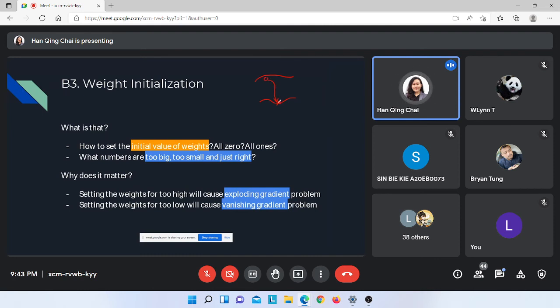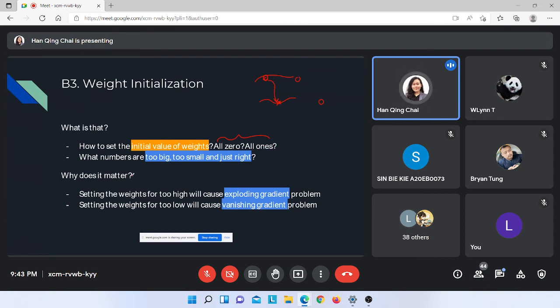How do we know where to start? Can it start here? Can it start there? Actually, this is where we initialize it. How do we initialize, all zeros and ones? Actually, it's not good to have all zeros and ones. They will be explained later.